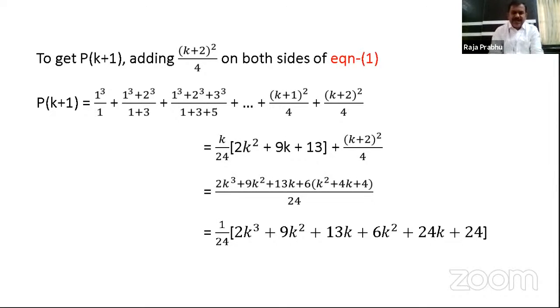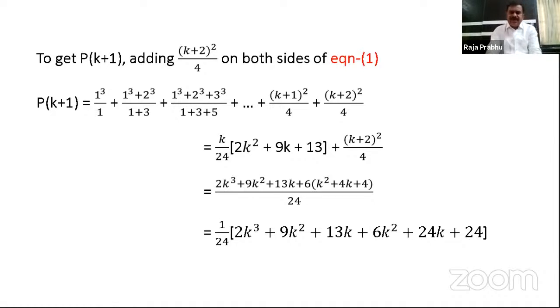Here the denominator is common, let it be 1 by 24 as the quotient. Next, what is the numerator? Here is 2k cube, plus 9k square, plus 13k, and now 6 into k square is 6k square, 6 into 4k is 24k, and 6 into 4 is 24. Okay, now this we got. Now what to do here?